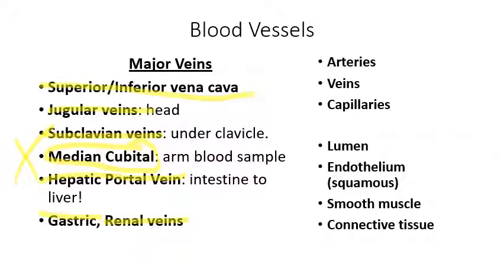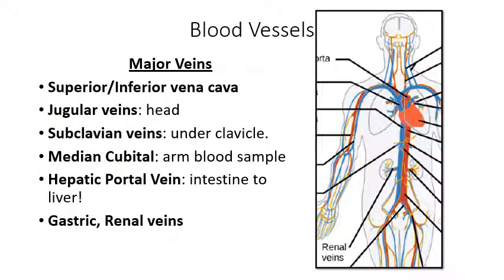All right, so anyway, a phlebotomist knows that the median cubital vein is the main vein where you would take a blood sample. There are several other veins where you could take a blood sample, but the one that you would go to by default would be the median cubital vein. Okay, so the median cubital vein is right there. It's the one that crosses over the elbow, and it's very easy to spot, very easy to get at.